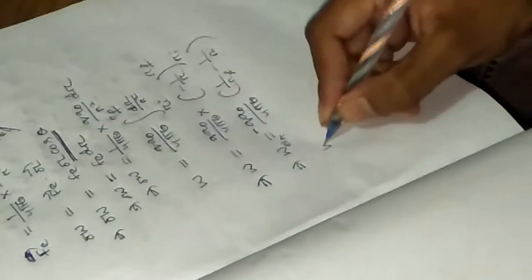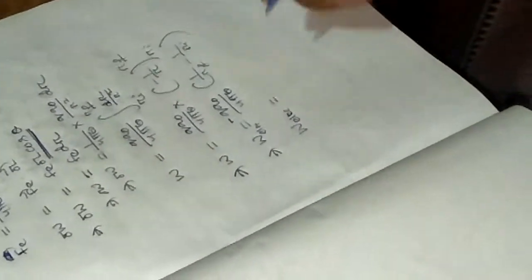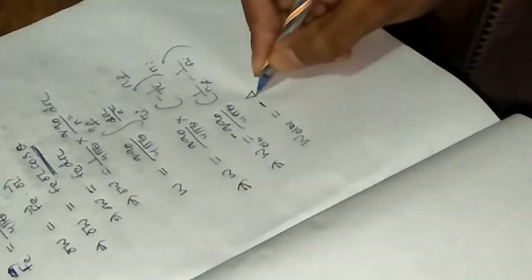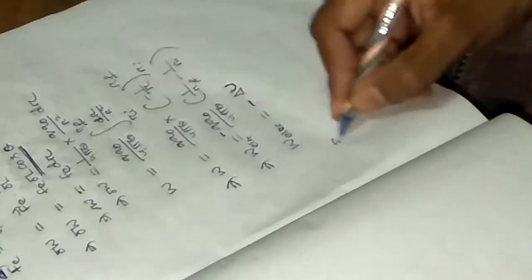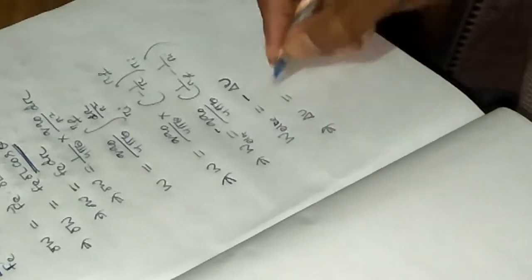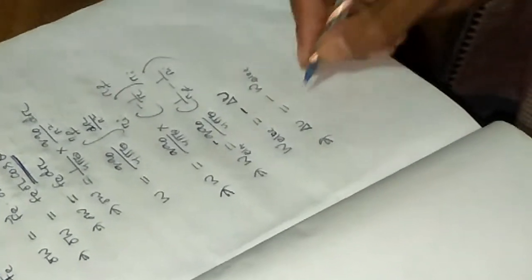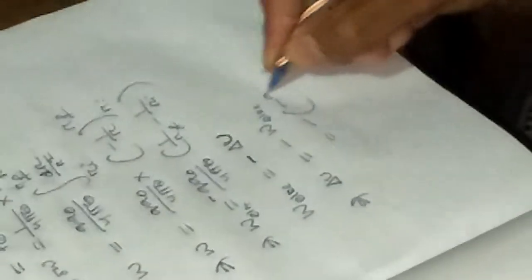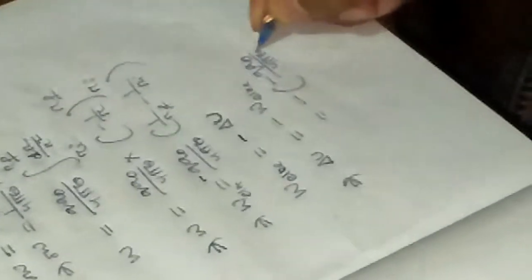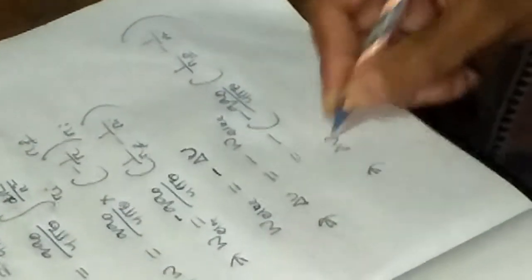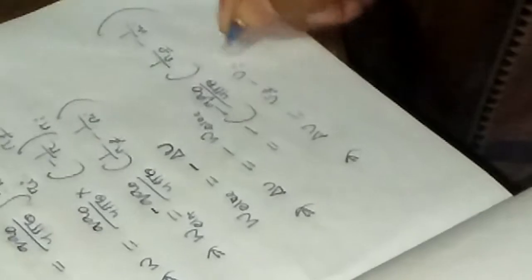Now we know that work done by the electrostatic force is equal to minus the change in potential energy. It implies the change in potential energy is equal to minus W electrostatic, which is equal to minus q node upon 4 pi epsilon 0 into 1 by r final minus 1 by r initial. It implies delta U, which is U final minus U initial, is equal to q node upon 4 pi epsilon 0 into 1 by r final minus 1 by r initial. So this is the expression for the change in potential energy.